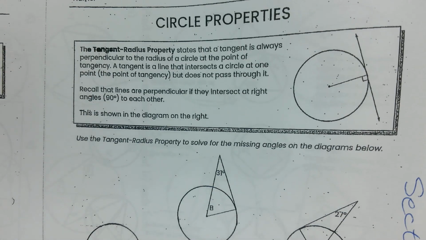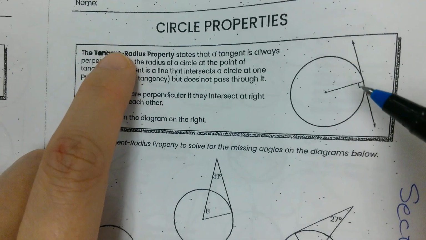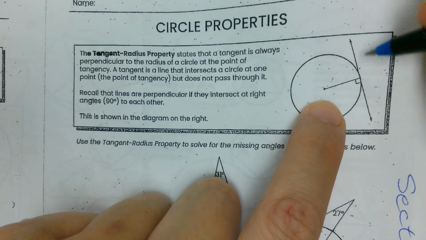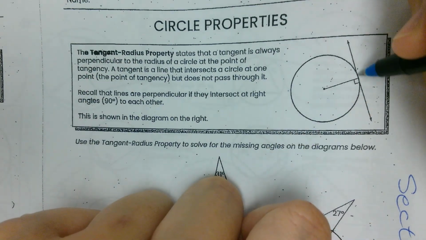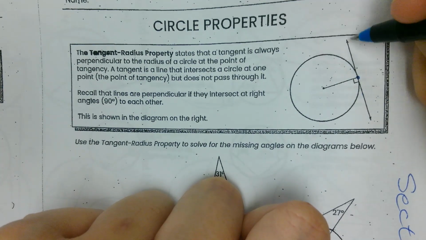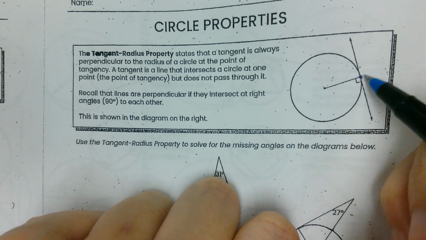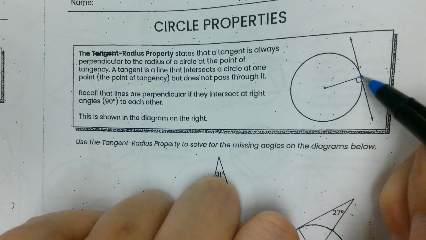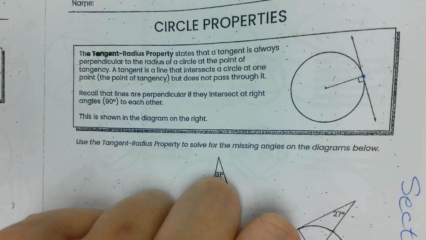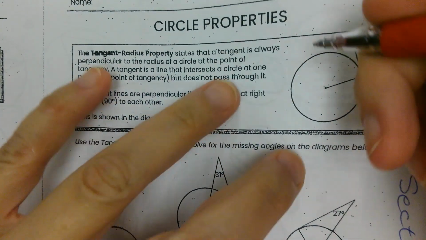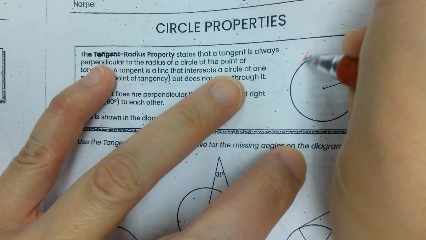Circle properties. So here's one circle property. It's called the tangent radius property. As we were saying, a line that touches anywhere on the circle is called your tangent line. This line right here from your center to a point on the circle, that's your radius. And the angle that they always form is 90 degrees. So I could draw another line like this.